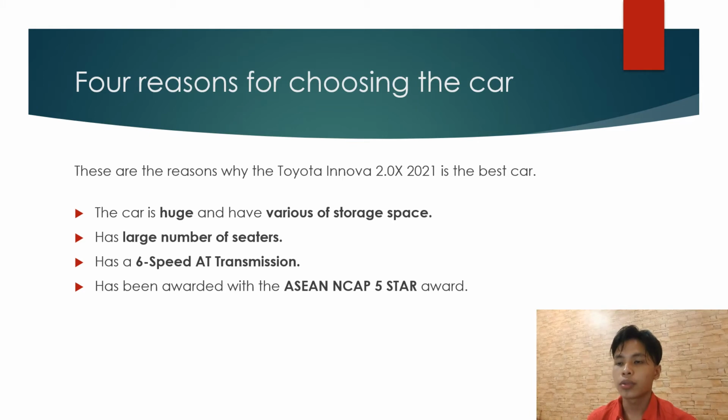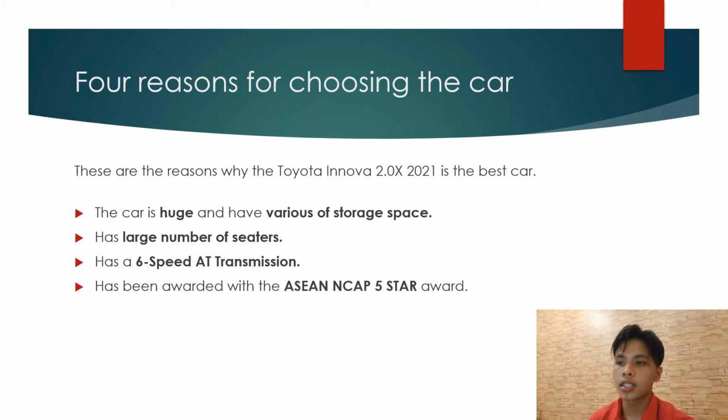There are 4 reasons why the Toyota Innova 2.0X 2021 is the best car for Mr. Amran. Firstly, the car is huge and has various storage spaces that can assist in carrying furniture and goods, whether delivering the furniture to customers or collecting them from his suppliers.